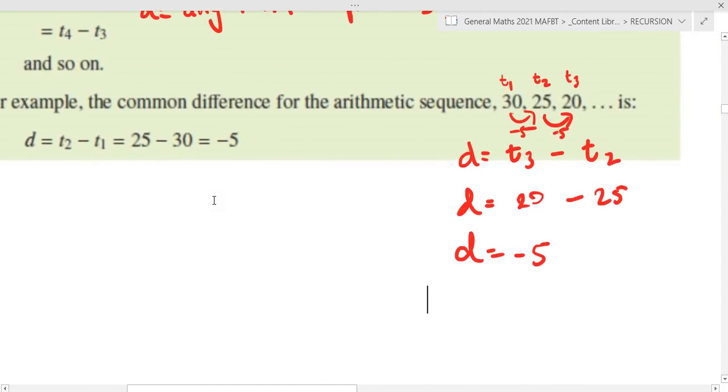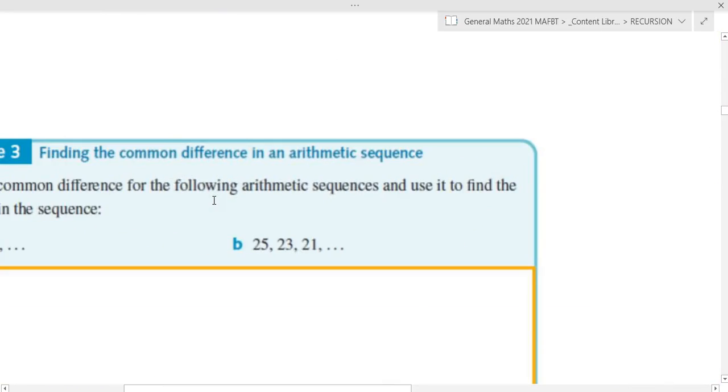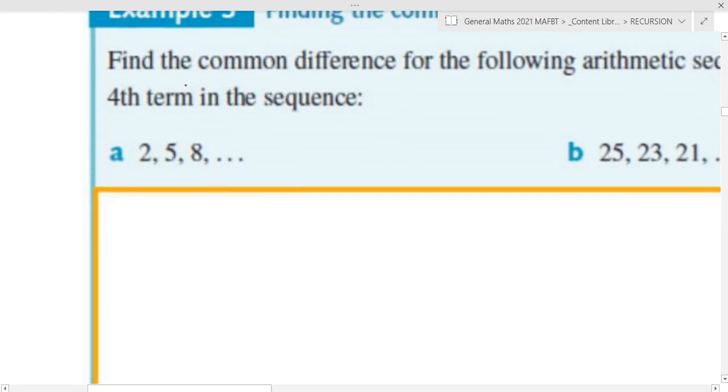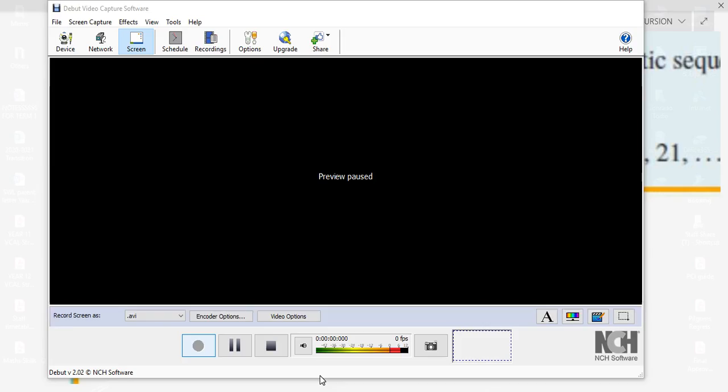Okay, let's go to the next part, which is here. What I want you to do with these ones, before you start, is to label each term, find the common difference, and then tell me what's the fourth number, or the fourth term. Show it using working out, please.